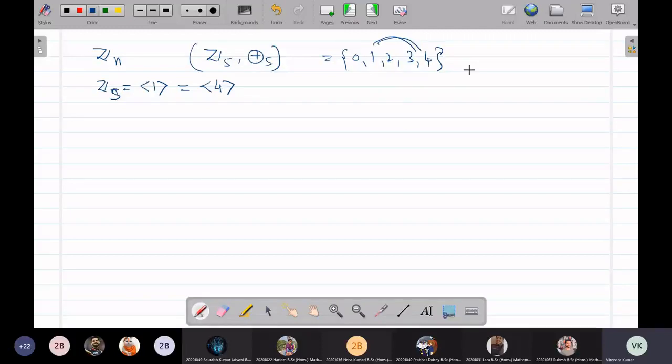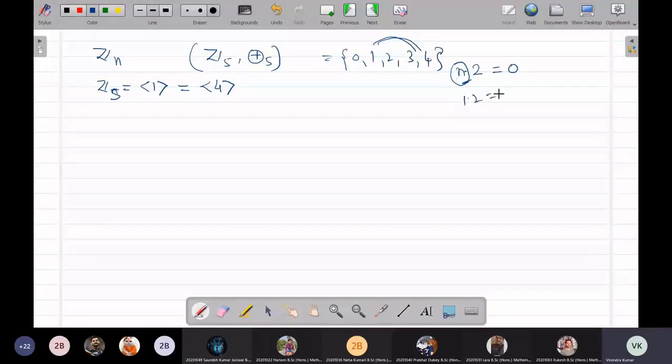What about 2? What is the order of 2? What should be the minimum positive value of n such that n times 2 equals 0? What is the possibility for this one, so that n times 2 equals 0? This would be the minimum natural number.